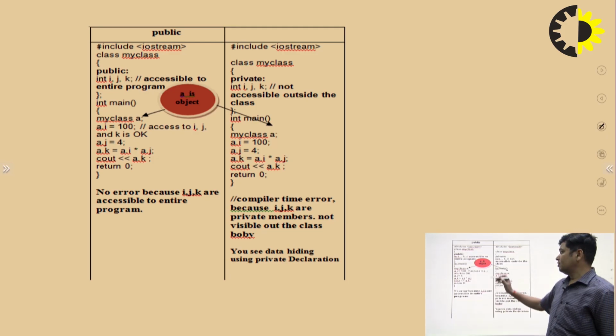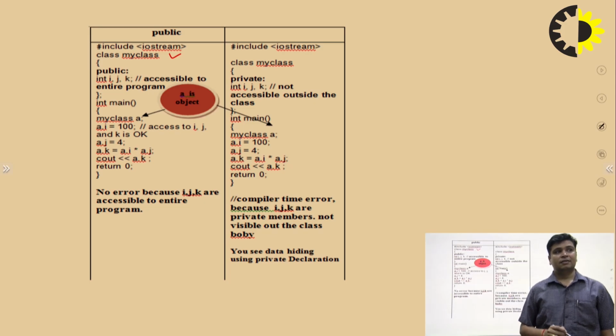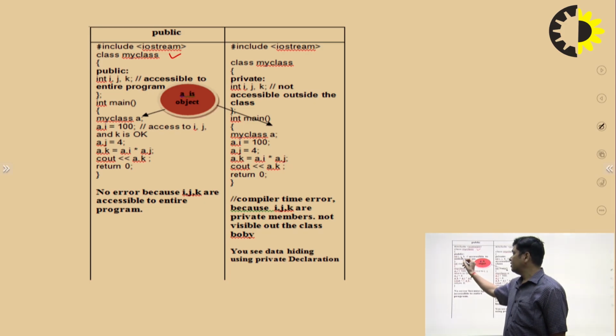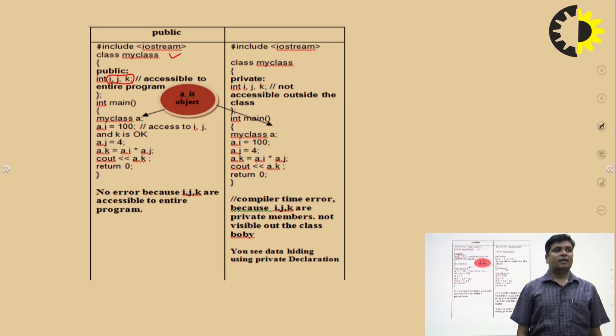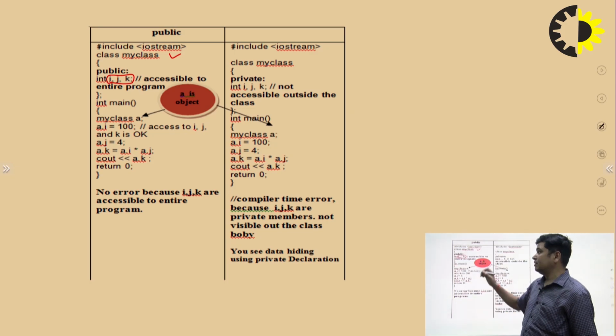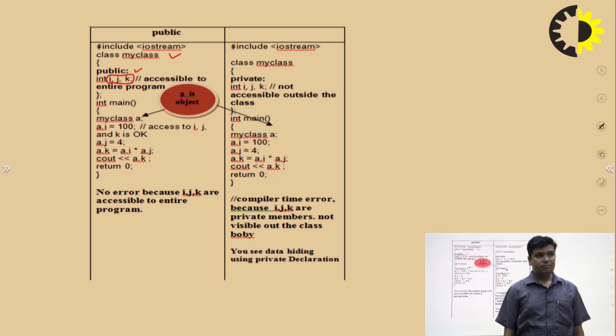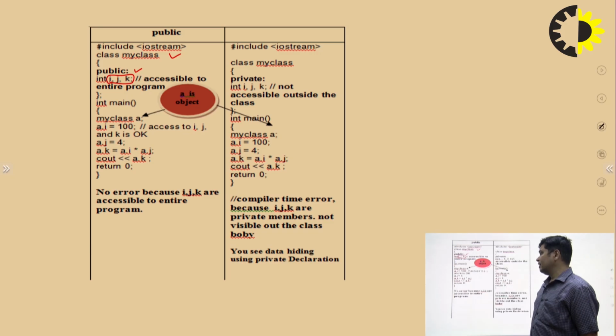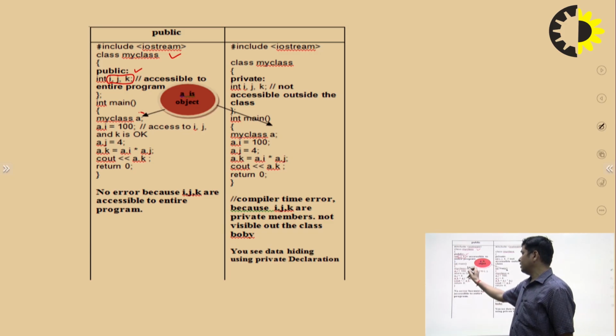Okay, this is the name of the class, and inside this class I have declared three data members I, J and K, and these I, J and K are declared with the access specifier public. Then I have declared the object of my class as A, and now I am going to assign the value of I equal 100.